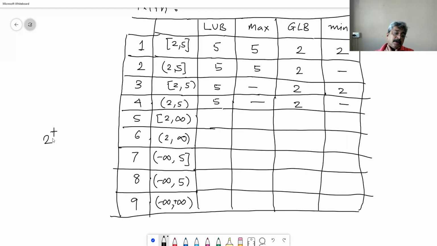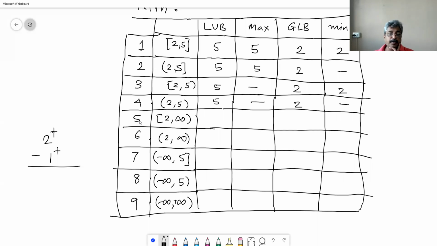2 plus, minus 2 plus, minus 1 plus. What is the answer? 2 plus means we are coming from the right hand side. That is the meaning of 2 plus. You are coming from the right hand side of 2, considering the right hand side of 2. That is 2 plus. But 2 plus is not a real number. Okay. You have closed interval LUB.